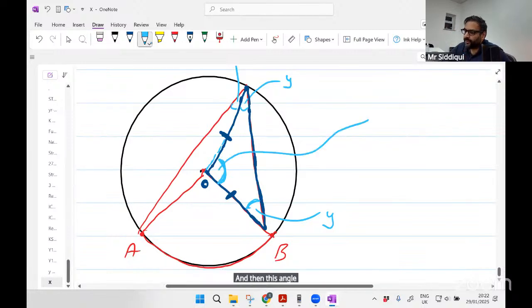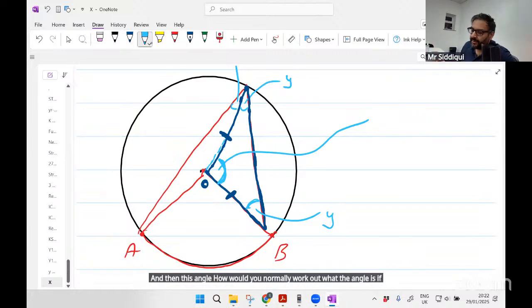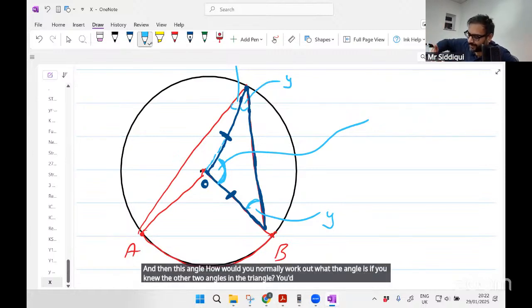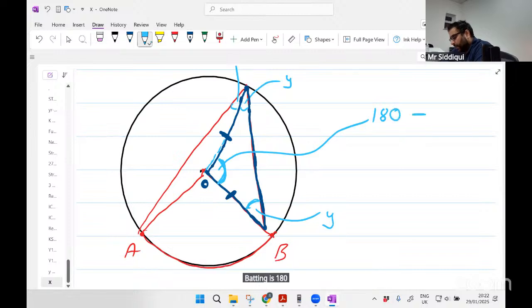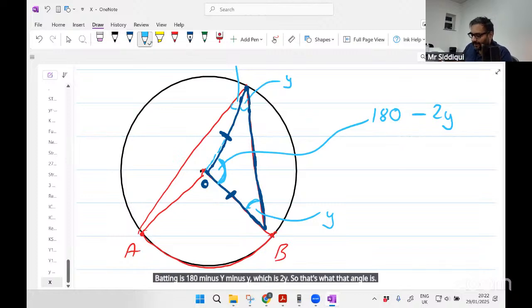how would you normally work out what that angle is? If you knew the other two angles in the triangle, you'd do 180 minus the other two angles. Let's do it. That is 180 minus 2y. So that's what that angle is, the angle in the middle to the right there.